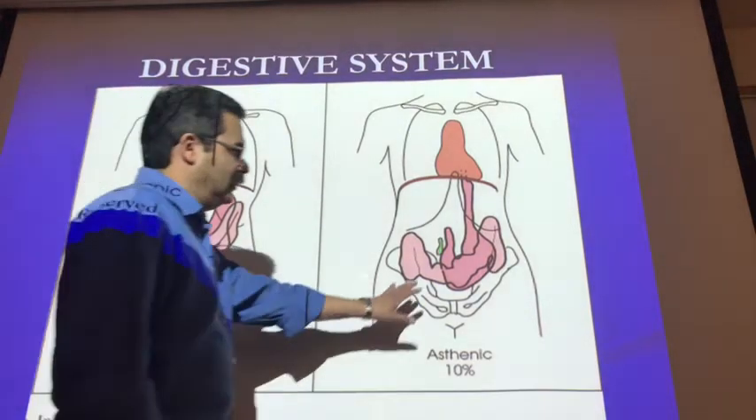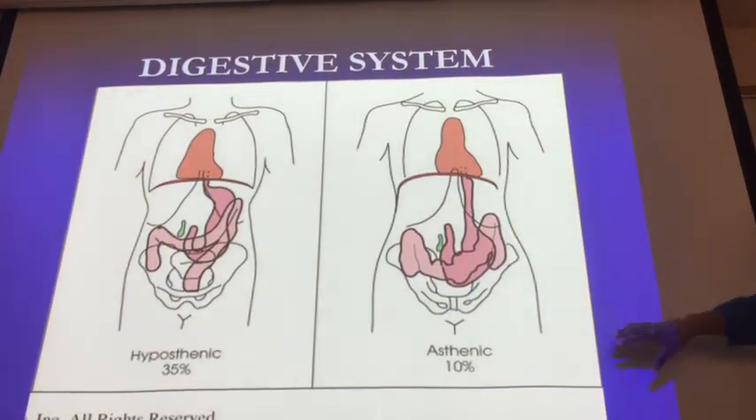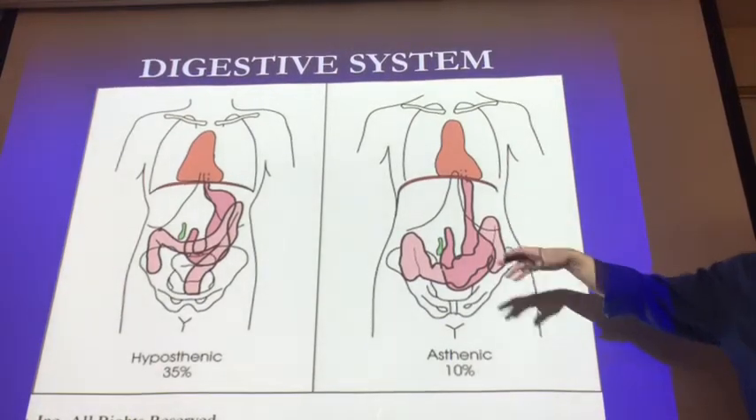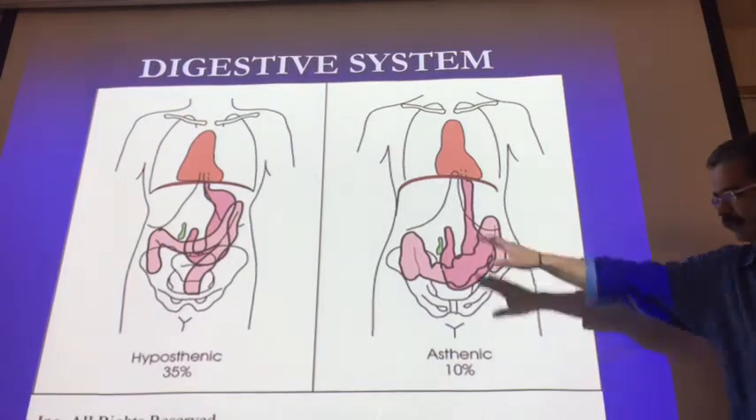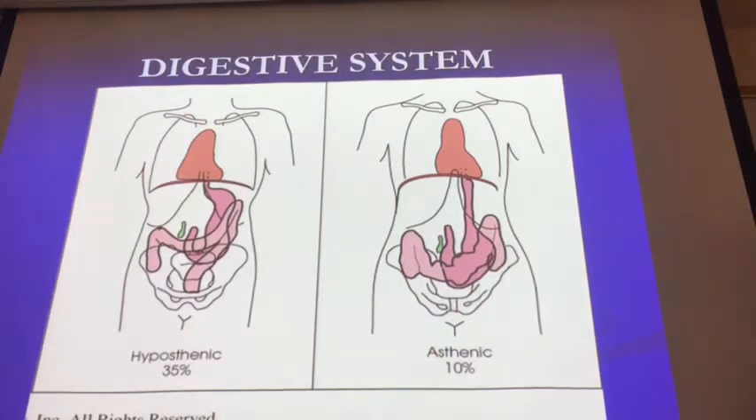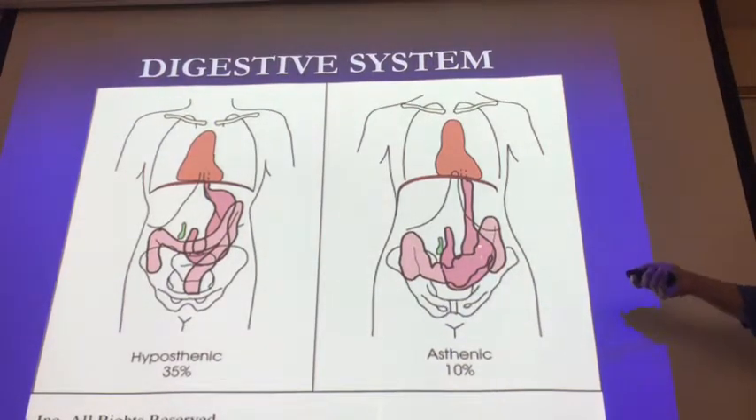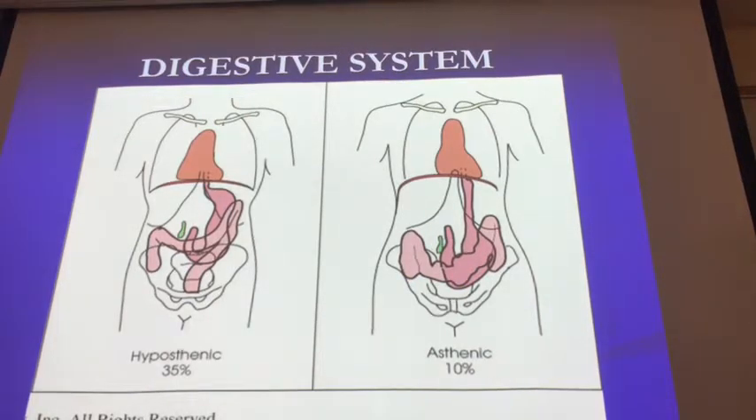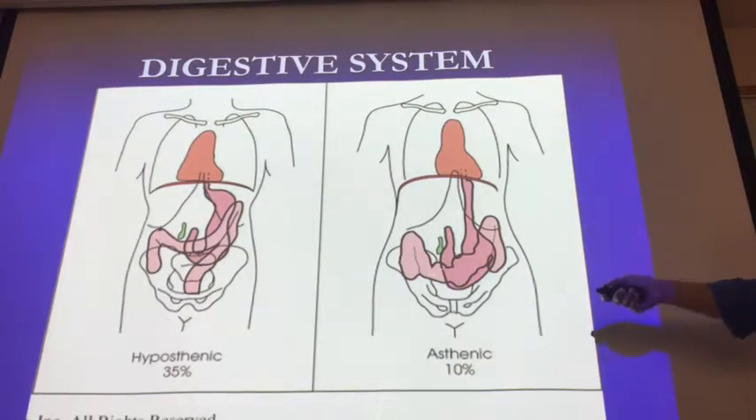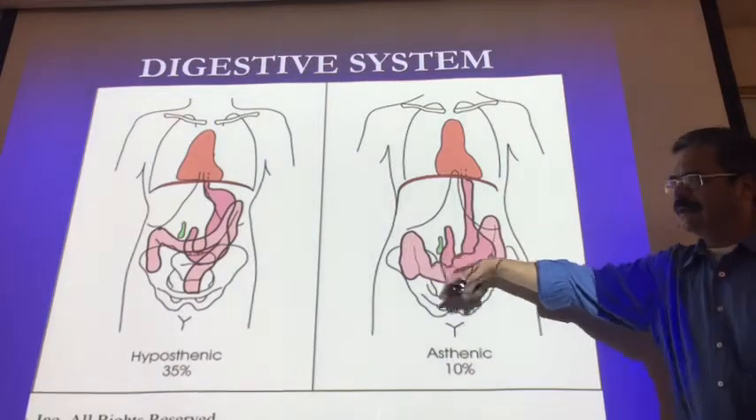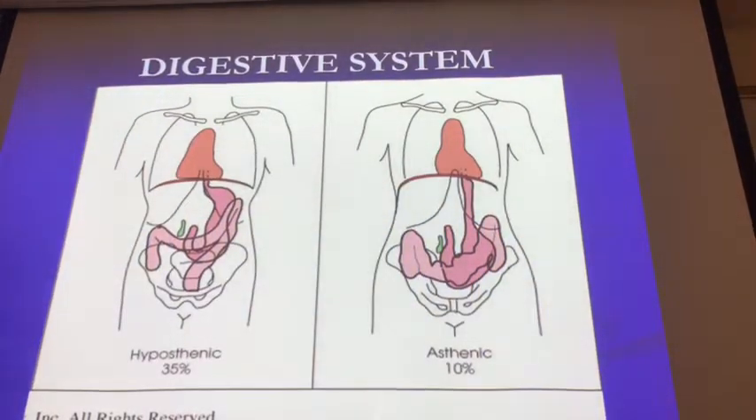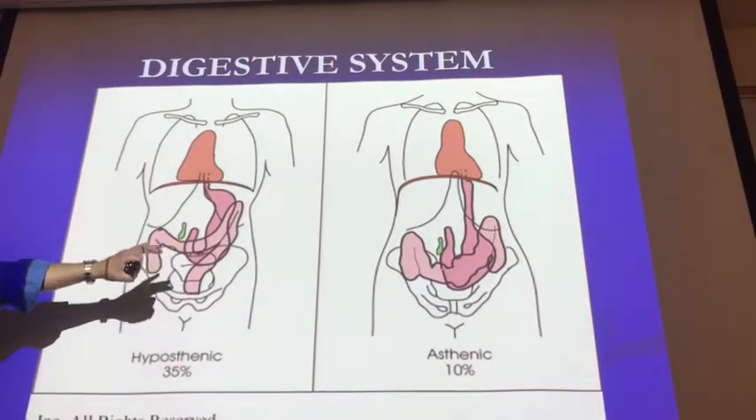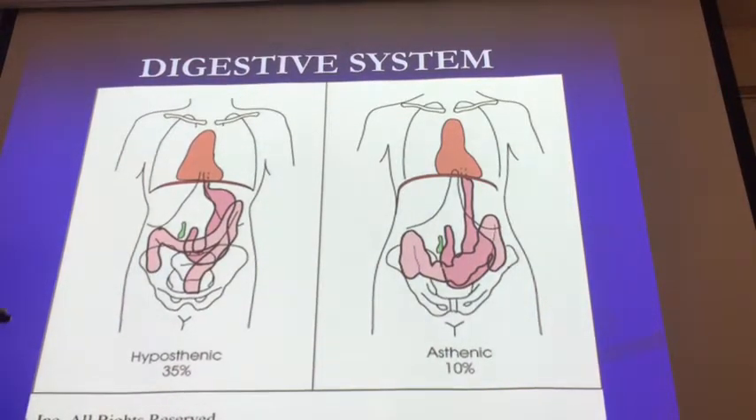The astenic typically happens to most people as you get older. Gravity takes its toll and everything just descends. That's why you might find the stomach all the way down into the pelvis, the transverse colon also in the pelvis, the gallbladder in the pelvis. The hypostenic is not so much. It's lower than the stenic, but not to the extent of the astenic.